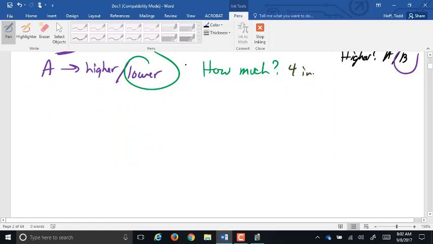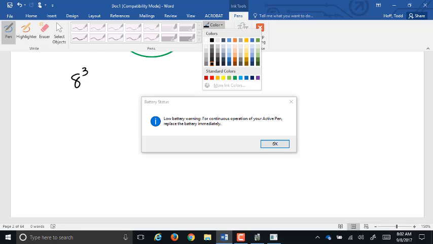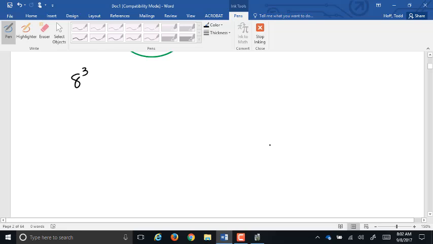The next thing we want to talk about, we've talked about it a little bit, but I want to talk a bit more about this thing. What does that mean? 8 cubed or 8 to the third power, right? How would you calculate it without a calculator? 8 times 8 times 8. It literally means three 8s multiplied together.